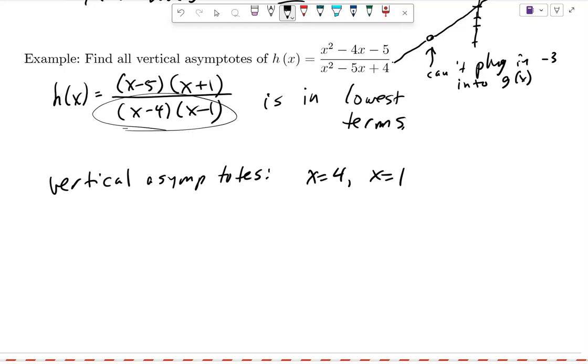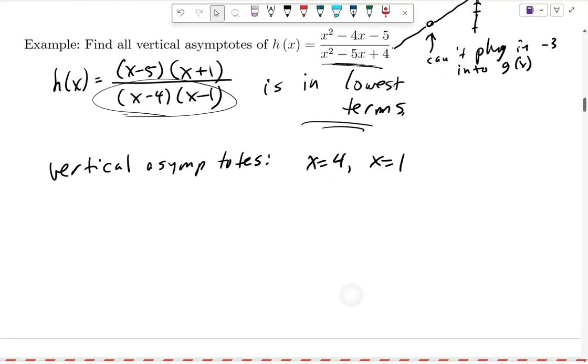So again, what's the process? Just to make sure we remind ourselves what the process is. I need to know when the denominator is equal to 0, but I also want to make sure the numerator is not 0 at the same time. Okay? So step 1 is make sure you're in lowest terms. That typically involves factoring the top and bottom and seeing if you have any common factors. Okay? That's step 1. All right. Any questions on that one at all?